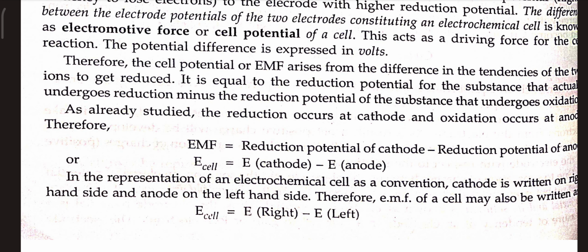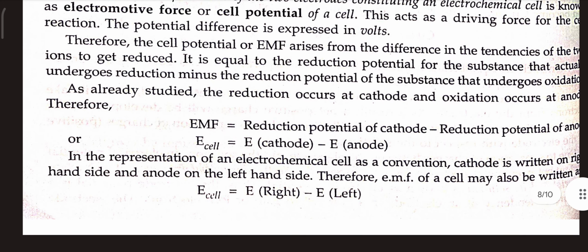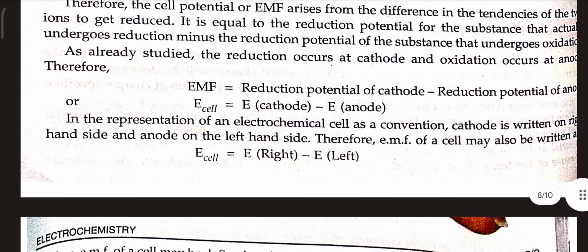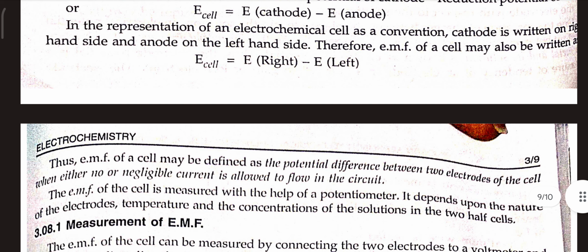It is equal to the reduction potential of the substance that actually undergoes reduction minus the reduction potential of the substance that undergoes oxidation. As already studied, reduction occurs at the cathode and oxidation occurs at the anode. Therefore, EMF is the reduction potential of cathode minus the reduction potential of anode. E cell is equal to E cathode minus E anode. In the representation of an electrochemical cell, as a convention, the cathode is written on the right hand side and the anode on the left hand side. Therefore, EMF of a cell, also written as E cell, is equal to E right minus E left.